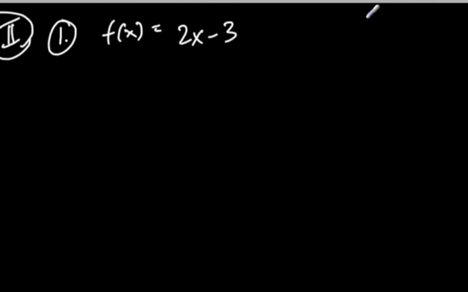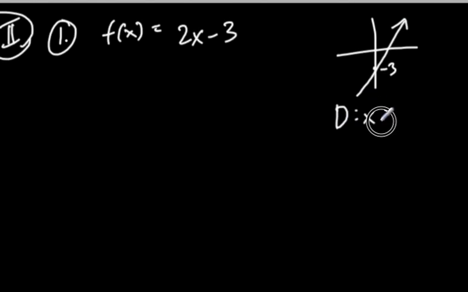Okay, section 2 says find the domain and range of f of x. So let's do 1. f of x is simply 2x minus 3. It really helps to draw it out. So 2x minus 3, in other words, here's minus 3. We know it's going upward because the slope is upwards. So there we go. That's the equation, or that's the diagram.